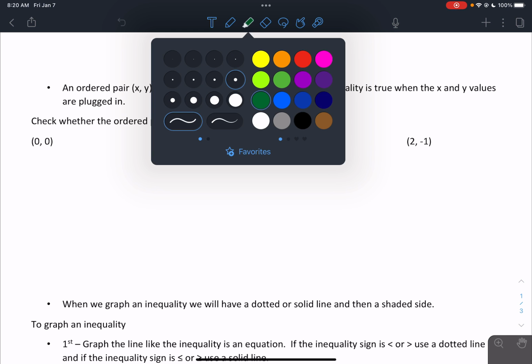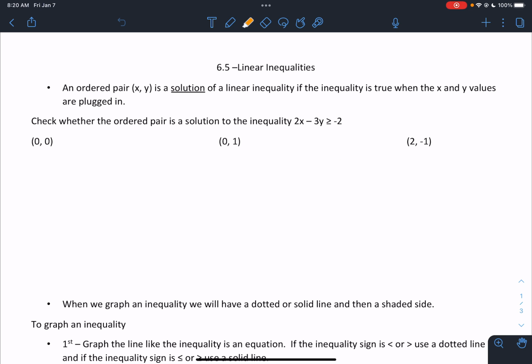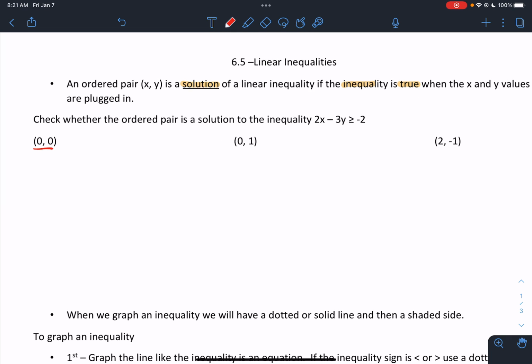And so here, an ordered pair that is a solution makes an inequality true when I plug my numbers in it. And so if I want to see whether these ordered pairs are a solution to this inequality right here, all I want to do is plug in the ordered pairs, the x in for the x and the y in for the y, and then see if it gives me a true statement or not. So when I do this first one, I am going to plug in the ordered pair 0, 0 into this inequality.